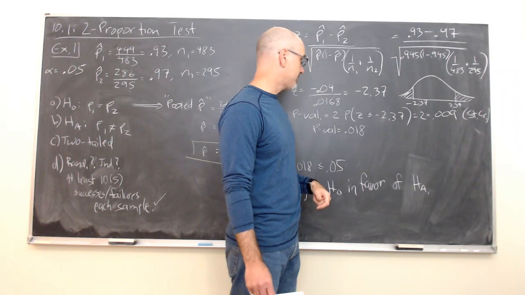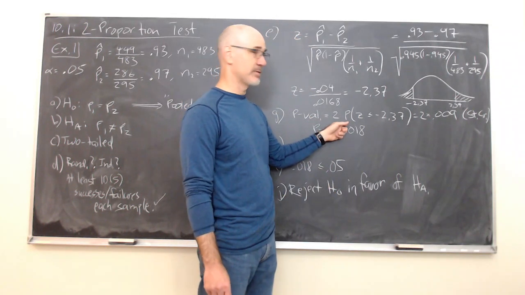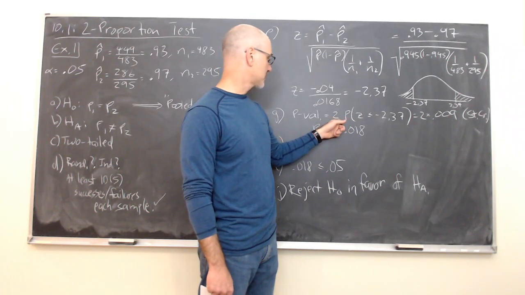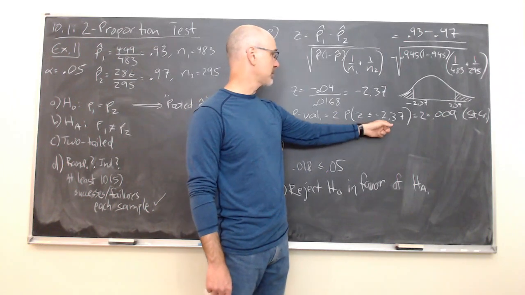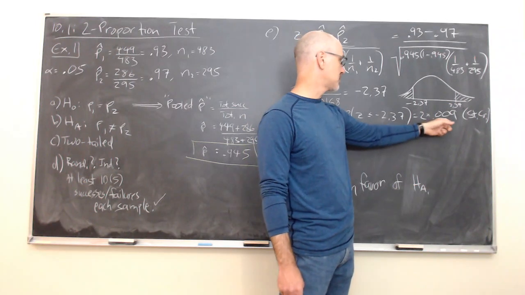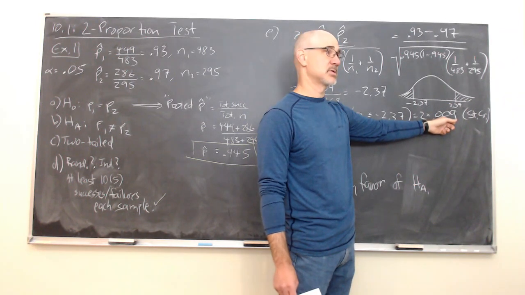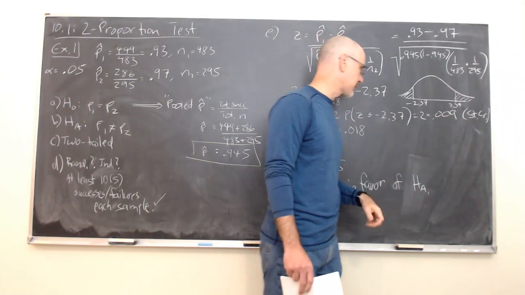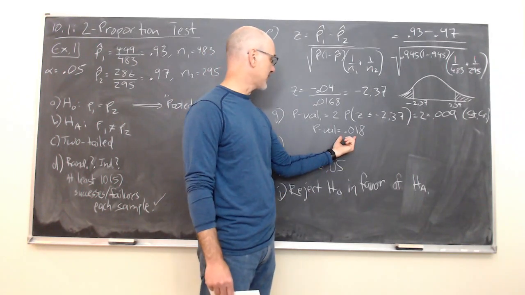To find the p-value, we need that total area, which we find by doubling one of them, because the two areas are the same. So I took twice the probability of getting a z-score less than or equal to minus 2.37. Using StatCrunch, I get 2 times 0.009. I'll go through how to do that. Well, this is just what we've been doing before, but I'll do a StatCrunch video as well. So the p-value is 0.018.